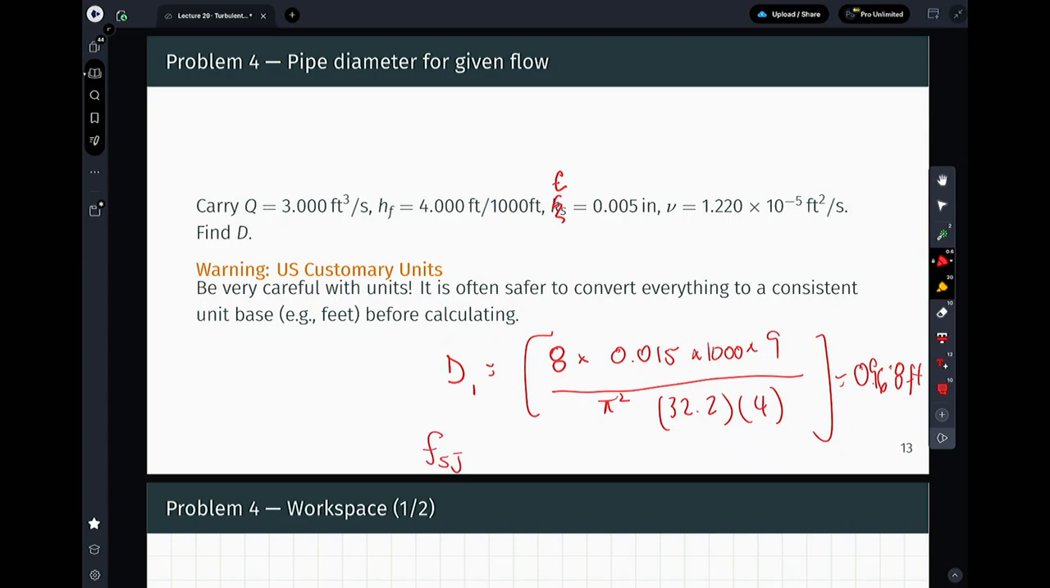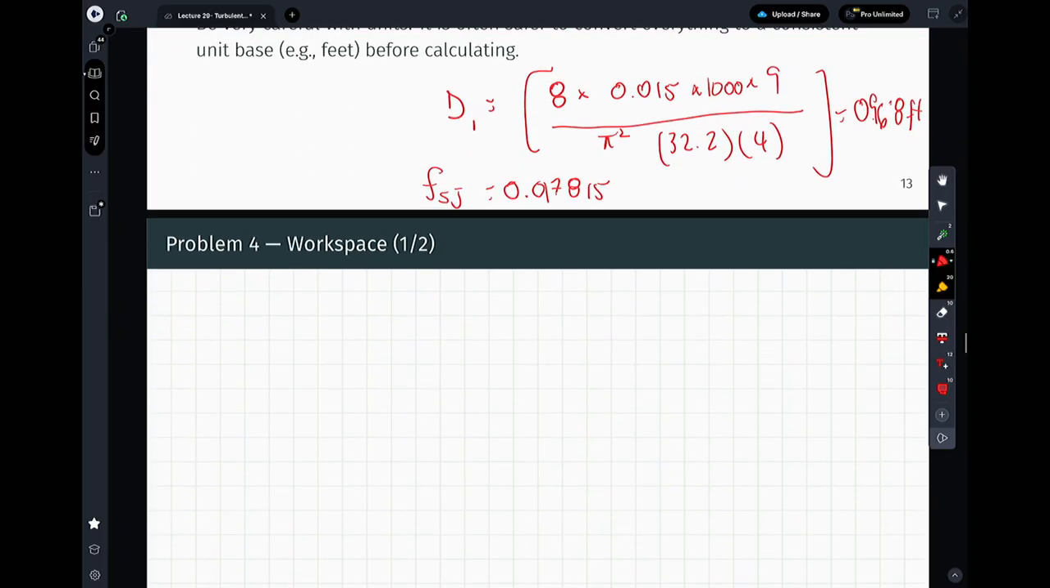And f from Swamee-Jain ends up being 0.017815. So I went a little bit crazy with my numbers. And when I do that, I can't read anything to that kind of precision. But you know, 0.018 is probably a reasonable number that I could get off the Moody diagram. If I use Swamee-Jain, or sorry, that's the new iteration, so it's the new f.